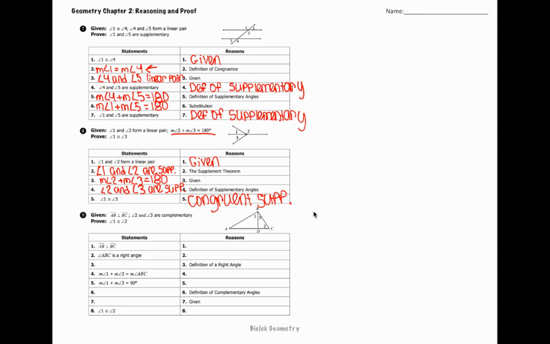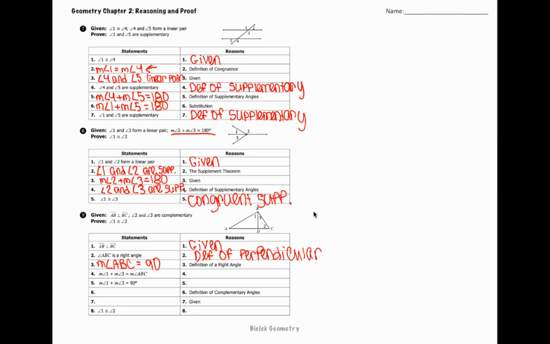So number 9, AB is perpendicular to BC, that's given. So they said, well, if they're perpendicular, then that has to be a right angle. So that's the definition of perpendicular. So the definition of a right angle means it is equal to 90. So I'm going to say measure of angle ABC equals 90.